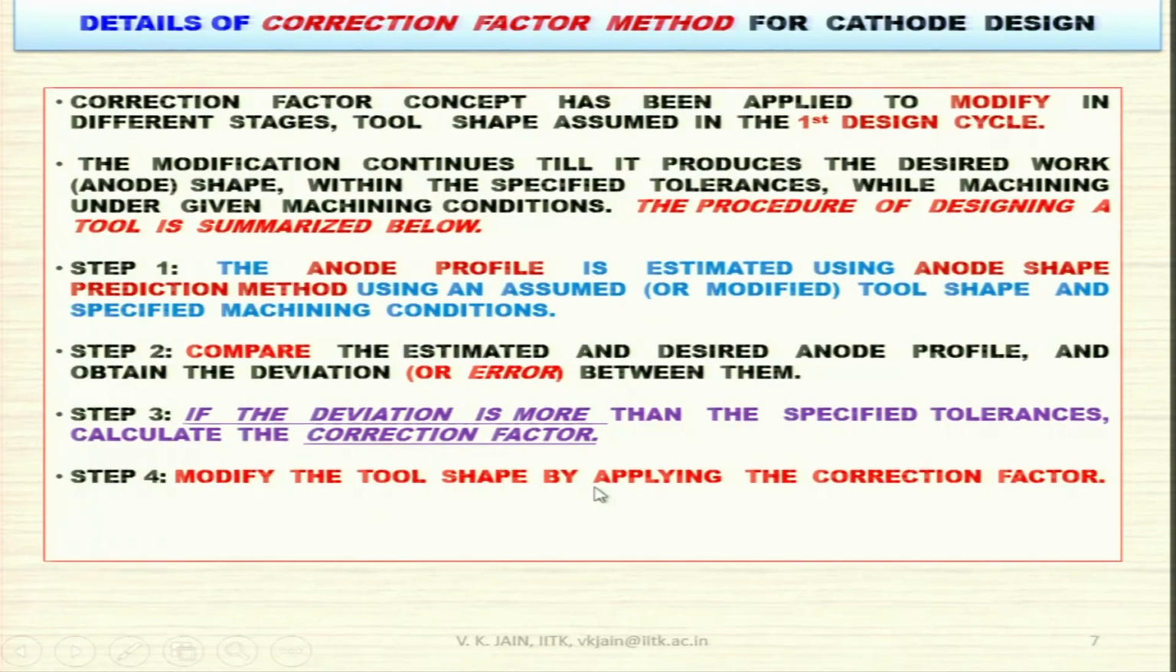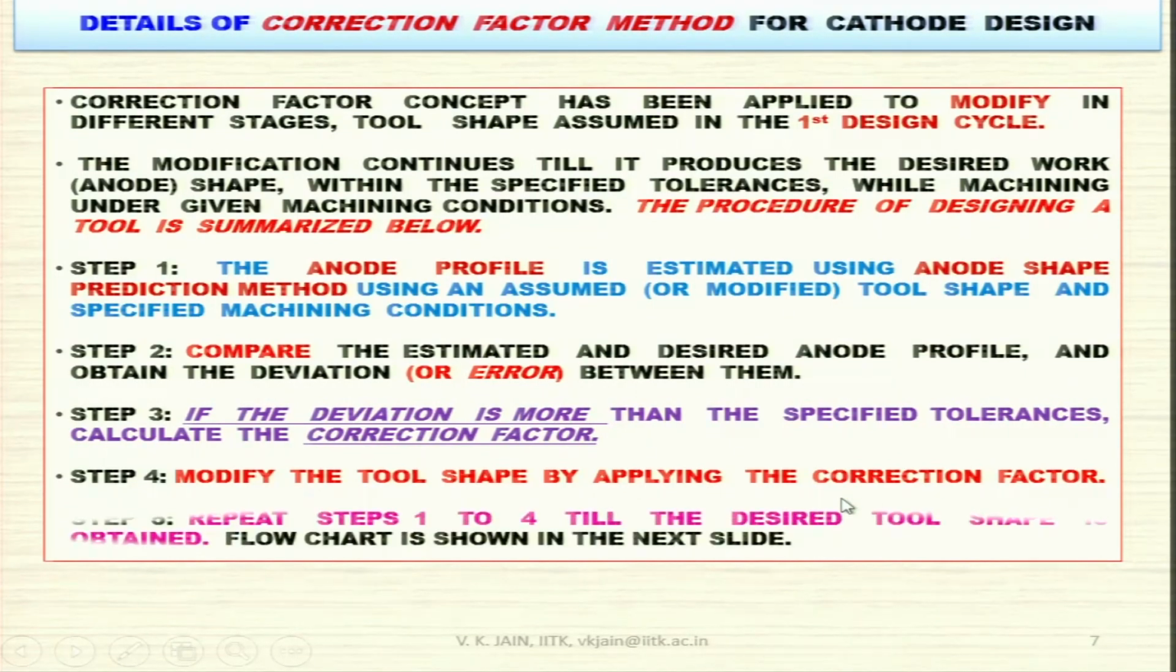Modify the tool shape by applying the correction factor. Procedure will be discussed in detail. And then repeat step 1 to 4, this is step 4, till the desired tool shape is obtained. The flow chart is shown in the next slide.